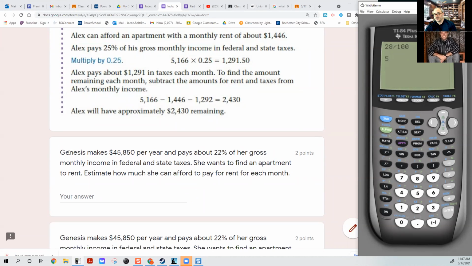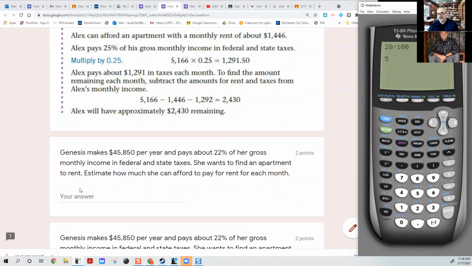So we have a situation where Genesis makes $45,850 per year and pays about 22% of her gross monthly income in federal and state taxes. She wants to find an apartment to rent, and estimate how much she can afford to rent each month. I feel like we need a percentage number to actually go with, just so we all come up with the same answer.